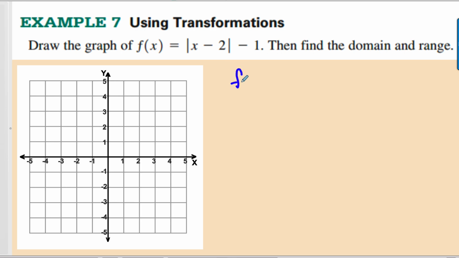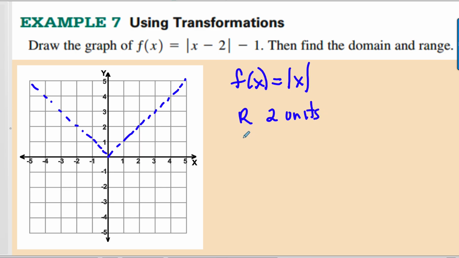Now the parent function, I know what the parent function is. The parent function is the absolute value function. And I know the absolute value function looks something like this. Okay, now what is this doing? Well, this is to the right 2 units and down 1 unit. So that's what this thing is doing. So I'm going to go over 2 units and then go down 1. And so now let me pick a different color here. And so that'll be this.